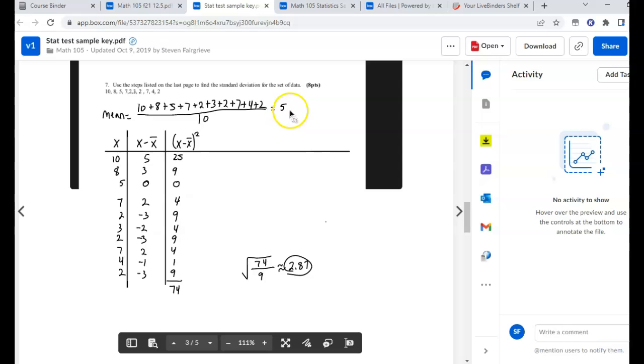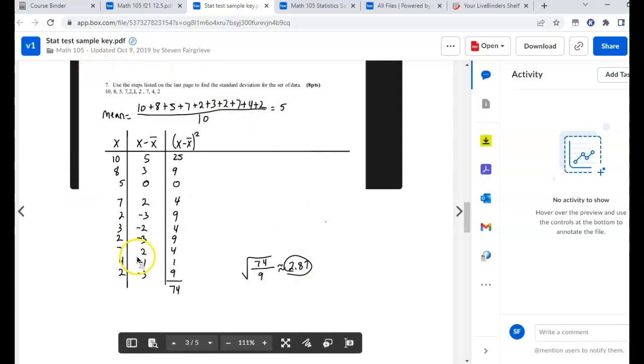All right, in this example, the mean was 5. So we subtract 5 from each data value. We squared them all. In this problem, there were 10 data values, so once we have that answer, we divide by 1 less than that, which is 9, and then take the square root, usually rounded to 2 decimal places.